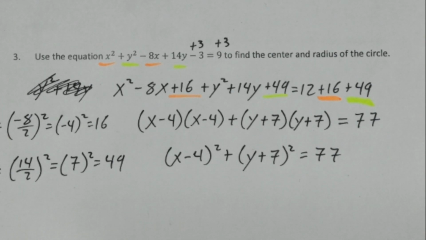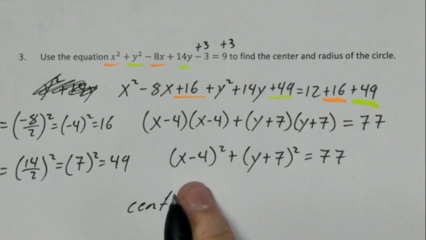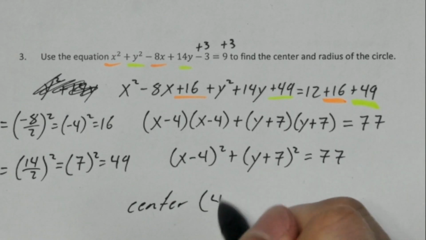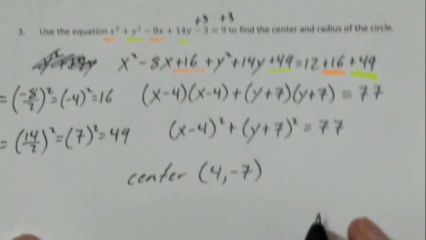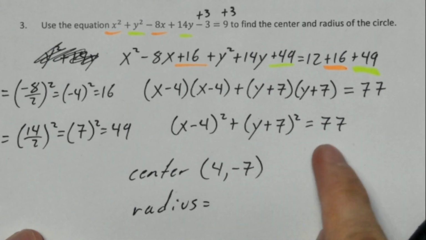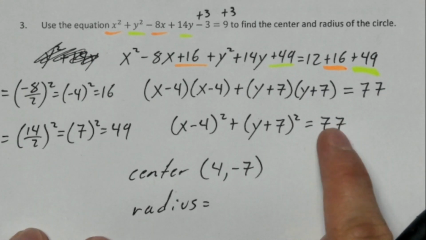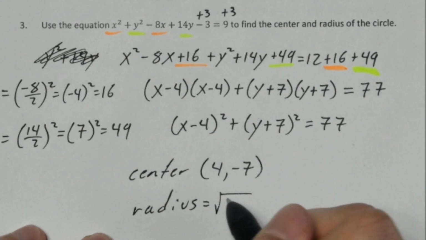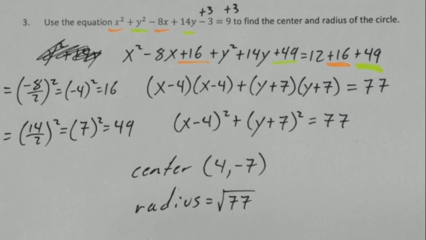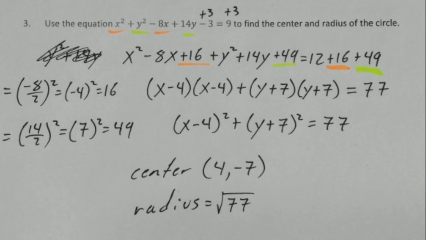Now in this problem, we're actually asked to find the center and the radius. Well, the center is just going to be, remember, the opposite of this one, the opposite of this one. +4, comma, -7. There's my center. And my radius, this is an easy one, it's just going to be the square root of this, technically. Because it's not raised to the second power, it's going to be the square root of this. So in this case, it's going to be the square root of 77. Yeah, that's it. Okay, so that is this one.